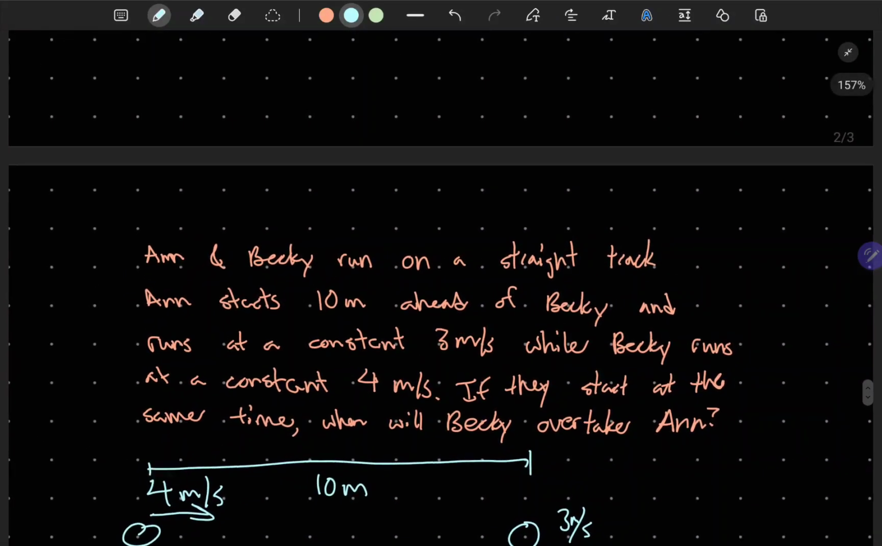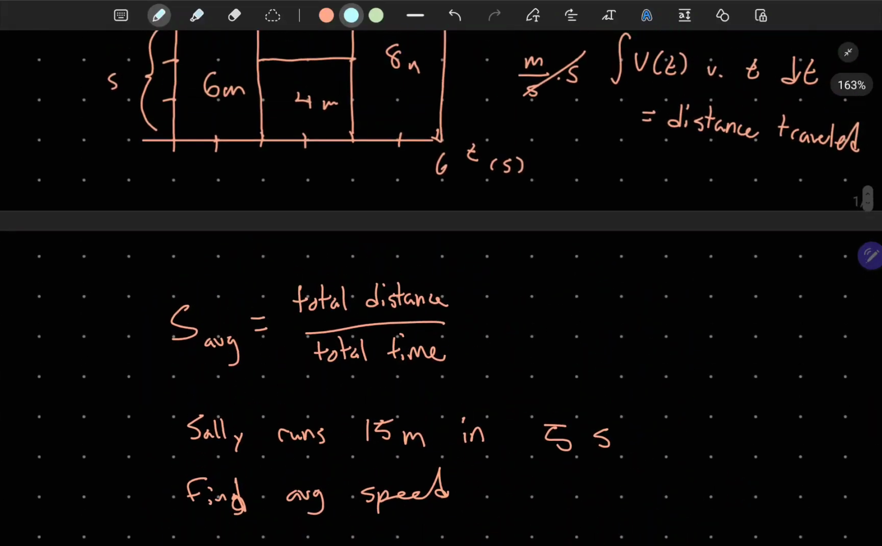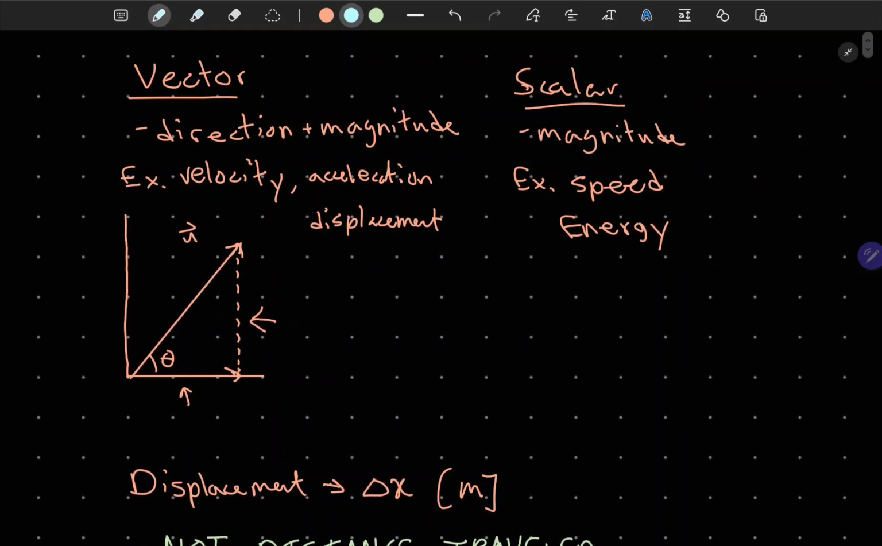And that's all you really need to know for these basic velocity problems. And I'll see you next time, where we'll be talking about acceleration.